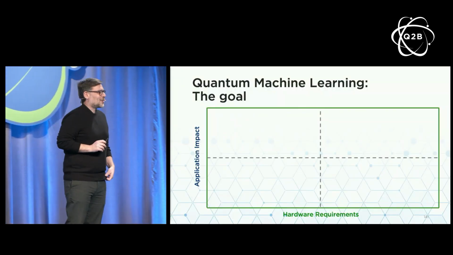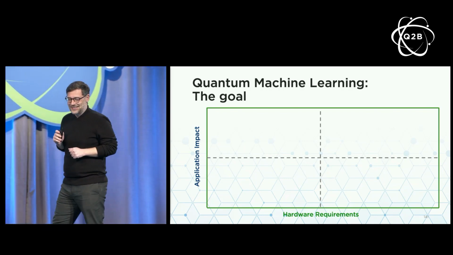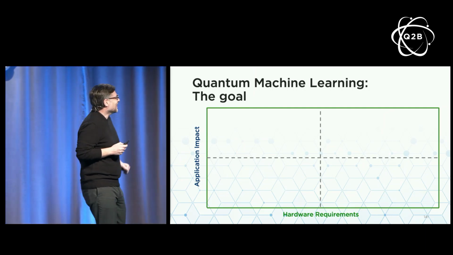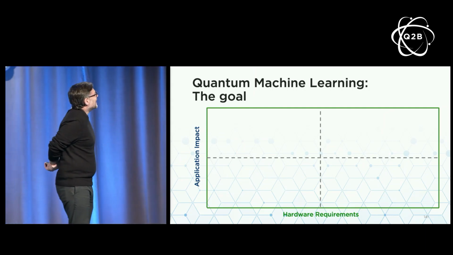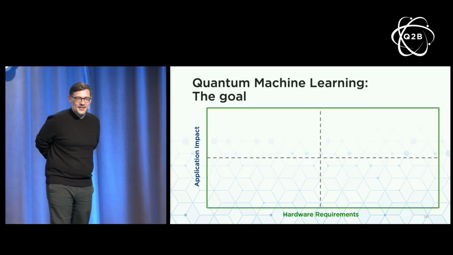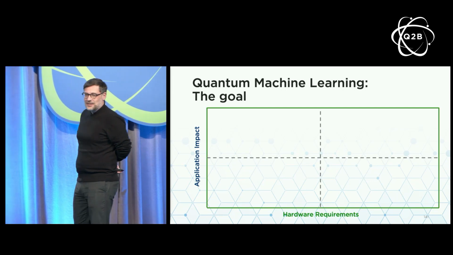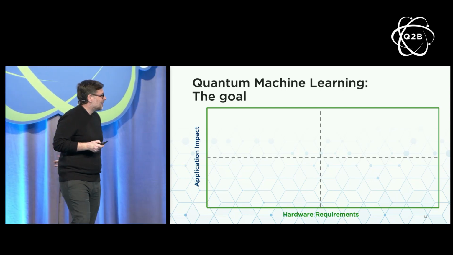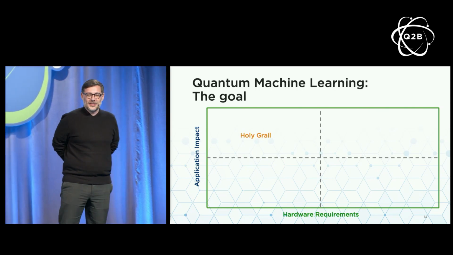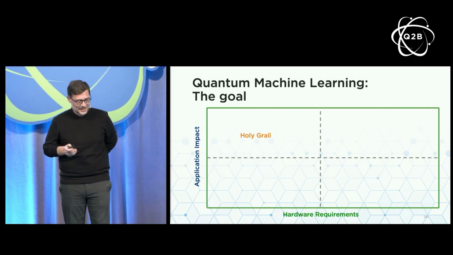So I am not a consultant, but I learned how to do a 2x2 thing, so I'm very proud. So here is what we're trying to do, right? So on one axis, we have the hardware requirements of the algorithms. Okay, on the other axis, we have the impact that the application will actually have. And here is where we want to be, obviously. We want to have small hardware requirements, and we want to have high impact. So why wouldn't we want to do that?